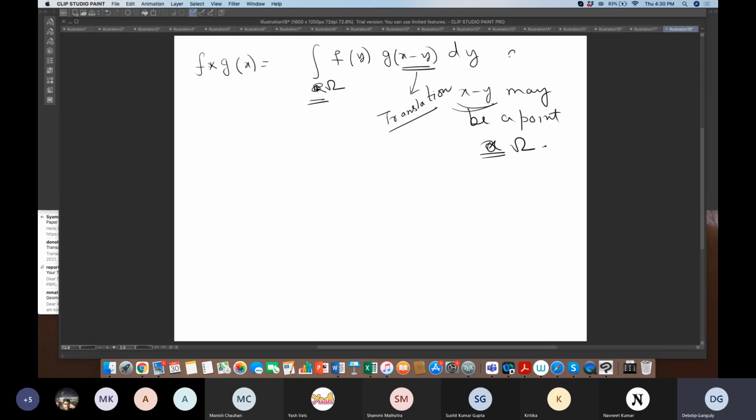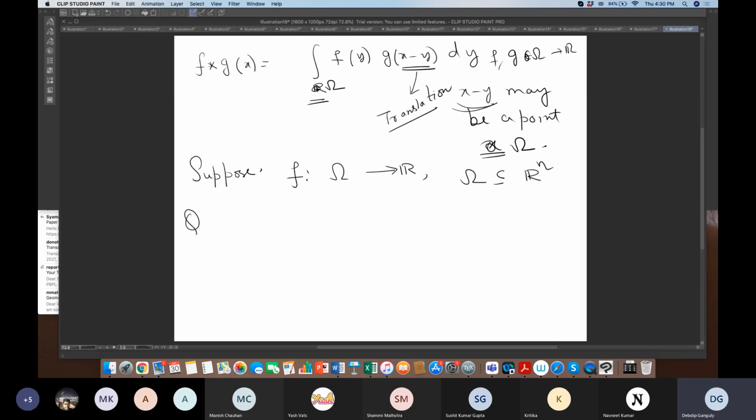Let's say f and g are functions from omega to R. Then of course, if x minus y is proper, we can do that. But in general, we cannot guarantee whether x minus y is in there. Now, it's a very small remark, but a very important remark. Suppose I work with omega in R. Omega is some open bounded set, some open set in R.